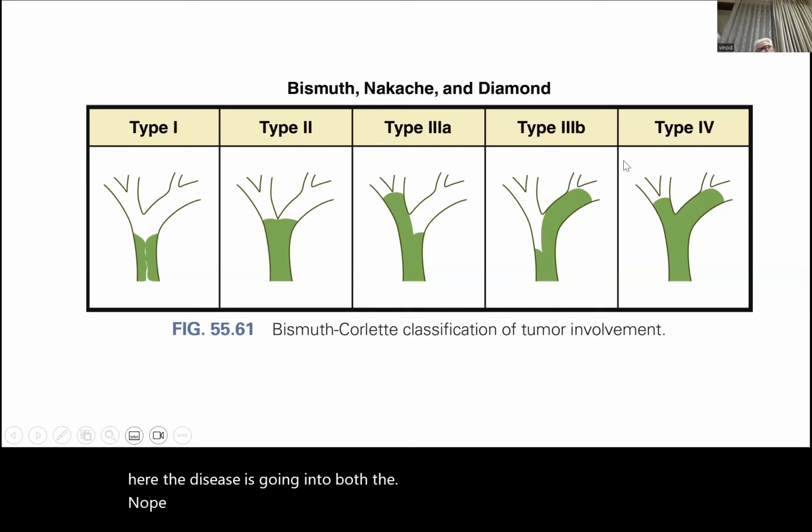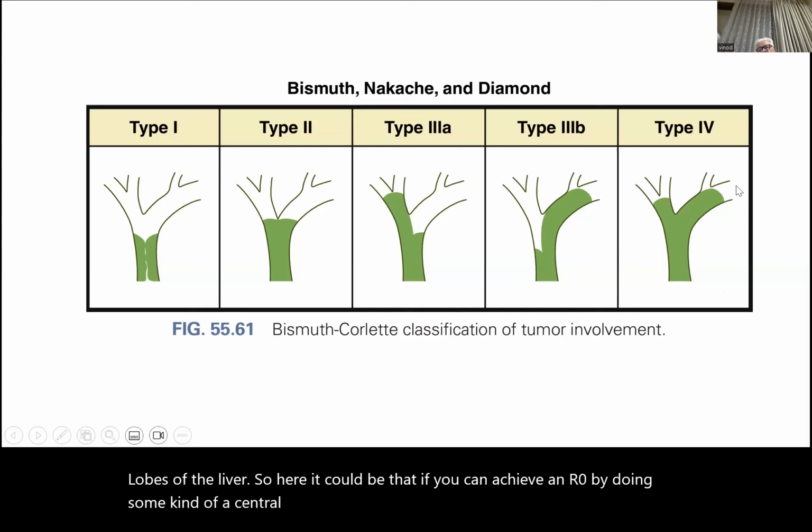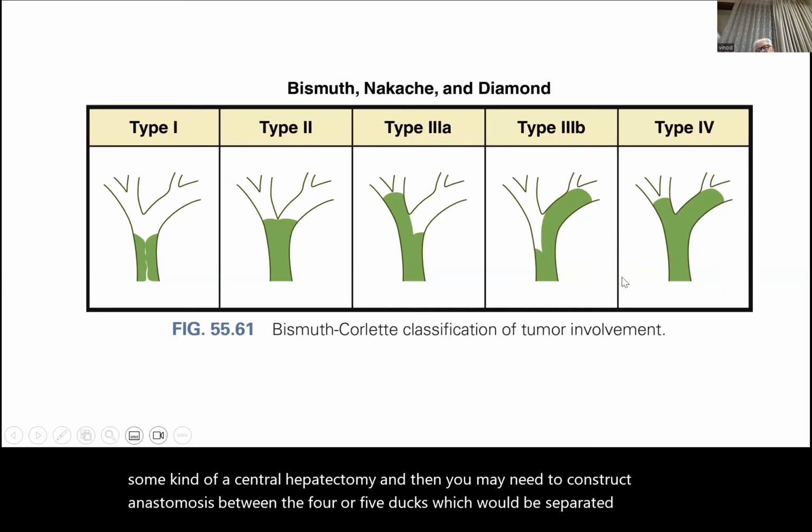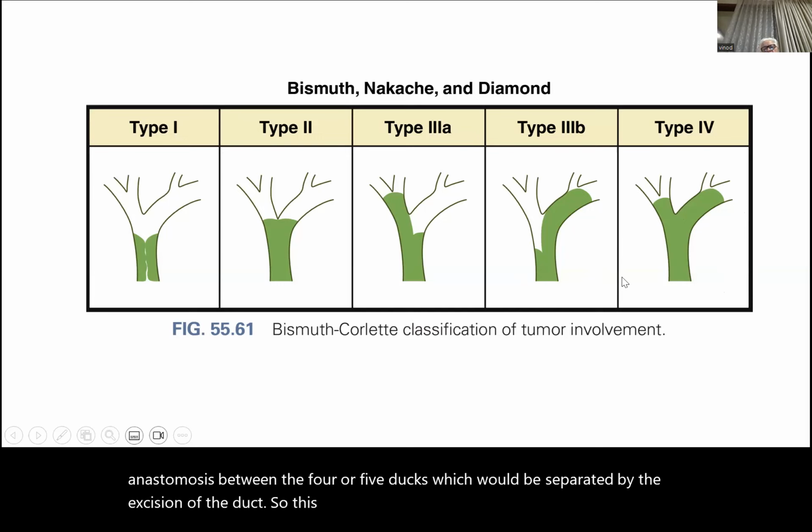And in 4, now here the disease is going into both the lobes of the liver. So here it could be that if you can achieve an R0 by doing some kind of a central hepatectomy, then you may need to construct anastomosis between the 4 or 5 ducts, which would be separated by the excision of the duct. So this is the kind of things that you would need to be doing.